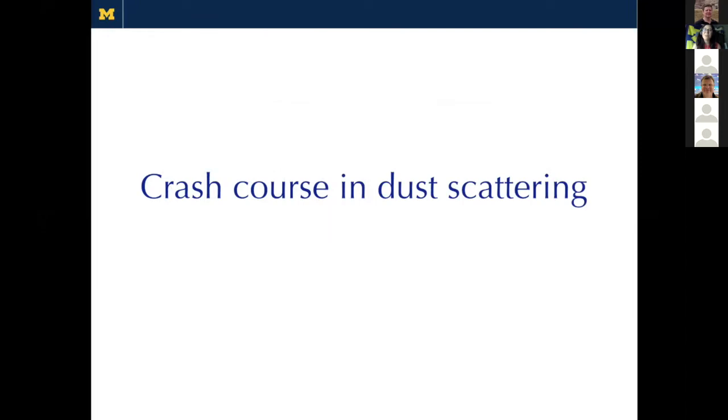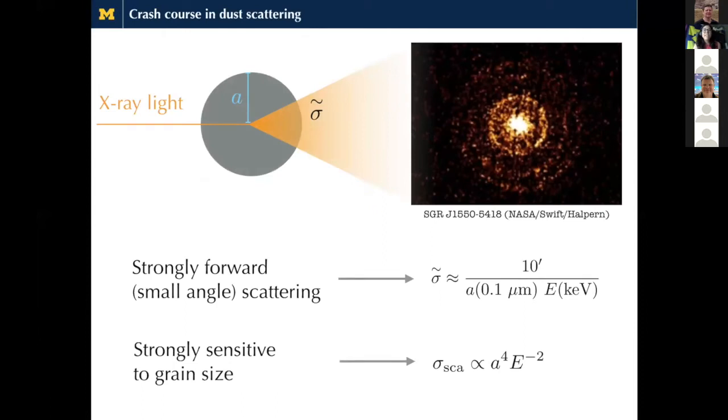So now I'm going to give a quick crash course in dust scattering. So again, these dust scattering particles, when they're between us and an X-ray source, they tend to scatter over small angles. So we use the variable a to represent the grain radius. And then I use the sigma tilde to represent the general scattering angle for this effect. And it's usually pretty small, just a few arc minutes. And because most of our field of view on our telescopes are on the arc minute scale, you end up seeing what we call a dust scattering halo.